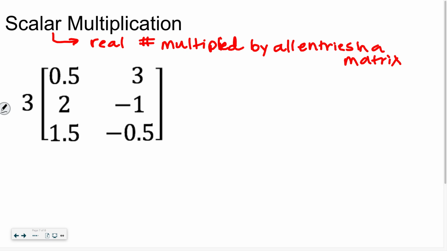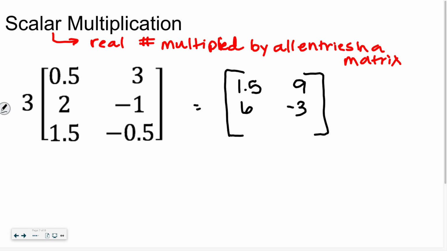So if I do 3 times this matrix, my answer is going to be another 3 by 3 square matrix, same entries. It's just all the entries will now be multiplied by 3. So 3 times 0.5 is 1.5. 3 times 3 is 9. 3 times 2 is 6. 3 times -1 is -3. 3 times 1.5 is 4.5, and 3 times -0.5 is -1.5. Everything just got multiplied by 3. You might also talk about distribution. You're just distributing it to all the entries.